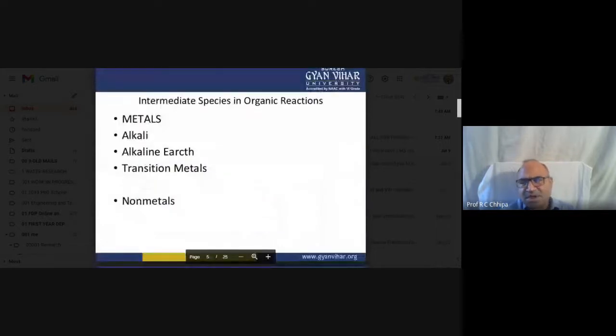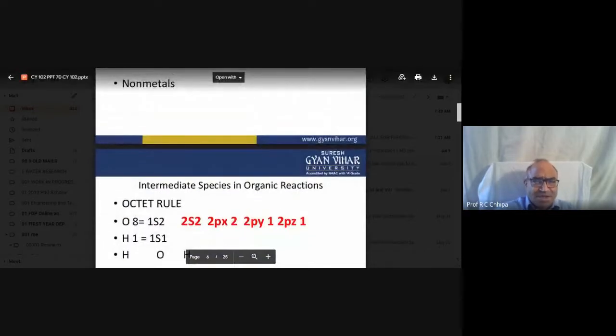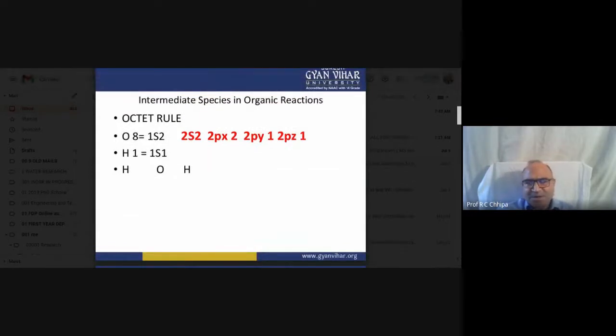You have to go back to the periodic table: the alkali metals, alkaline earth metals, transition metals and non-metals. Carbon is a non-metal. With carbon we can also explain one of the most important concerns, the octet rule. The octet rule is most convenient to explain Lewis structures as well as the various intermediate species formed during the reaction. Very reactive species form, and because of that reactivity a special bond is formed, and then definitely we have the specific compound.